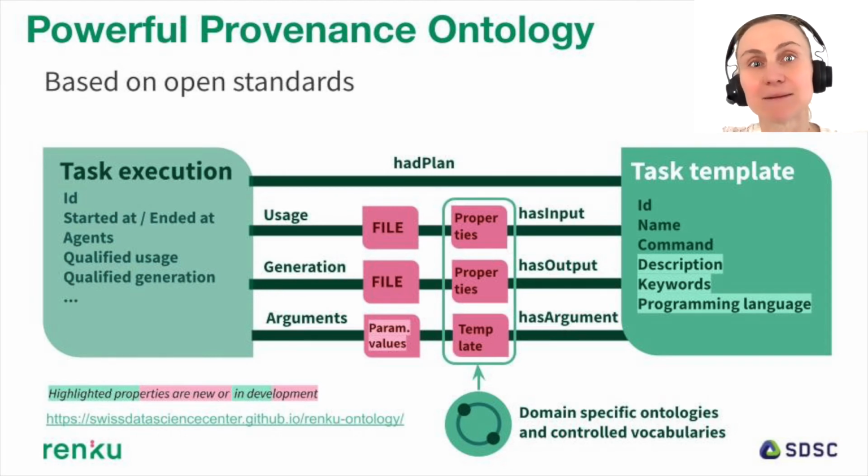Currently, we connect to external domain ontologies at the level of template properties for inputs, outputs, and command arguments. For example, input file can be defined by domain-specific ontology describing the output of a given instrument, and the contents of the file may be described using controlled vocabulary of a given domain.